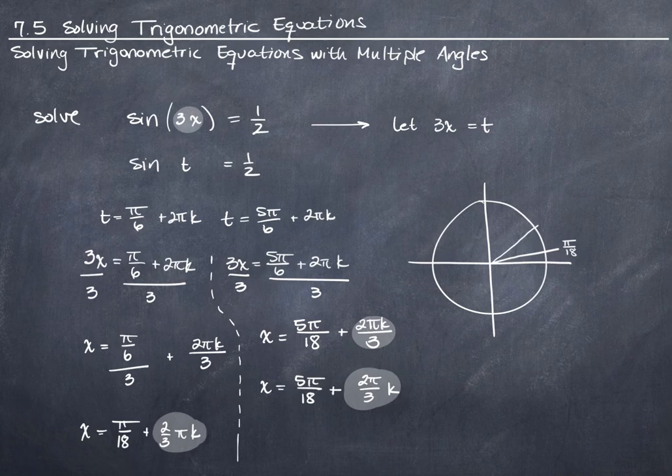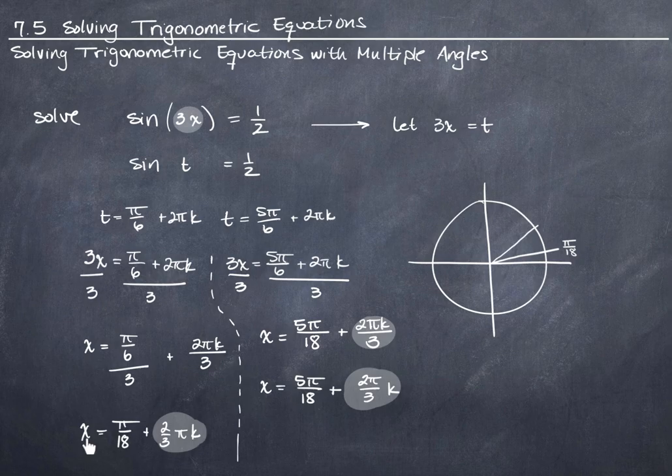Let me point out, though, that if I start at pi over 18, for example, which is this very small angle here, and I add 2/3 of a pi, 2/3 of pi is about here. So it's this angle plus 2/3 pi. That's if k is 1. If k is 2, I'm going to add another 2/3 of pi. So it puts me about here. If k is 3, I get 3/3 pi, which puts me back here.